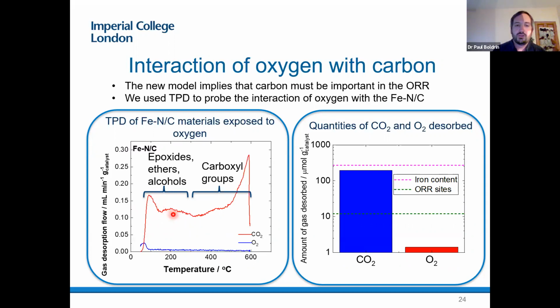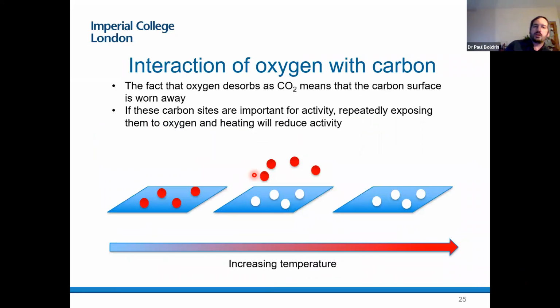And so people have studied what these different temperatures of carbon dioxide release correspond to with graphene and graphite before, and this range corresponds to oxygen in the form of epoxides, ethers, and alcohols on the surface of the carbon, and this kind of temperature range is more carboxyl groups. So the fact that the oxygen desorbs as CO2 means that the carbon surface is worn away. So you can see here, these are oxygen molecules on the surface. And when they desorb as carbon dioxide, they leave little, well, this is what we're hypothesizing, they leave little holes in the surface.